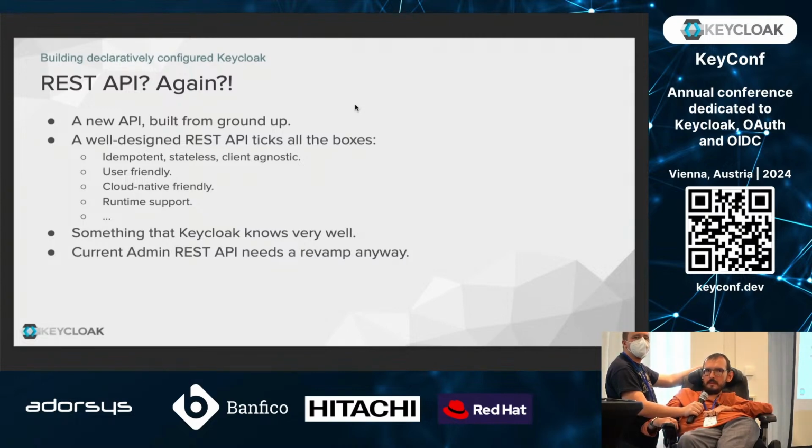If we think about it, a well-designed REST API ticks all the boxes for the declarative configuration. It's idempotent, stateless, client agnostic. It can be user-friendly if we design it that way. It should obviously be cloud native friendly. Runtime support is there, and it's something that we know at Keycloak. It's something that Keycloak already does well, apart from the design, obviously.